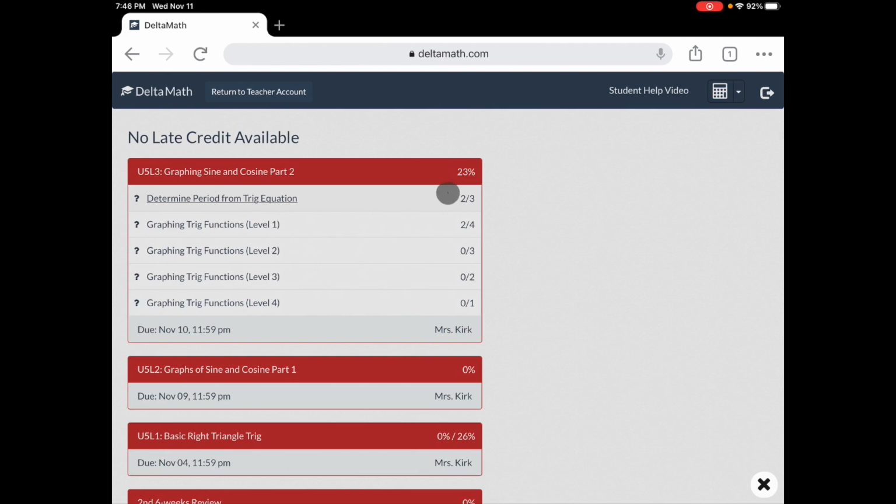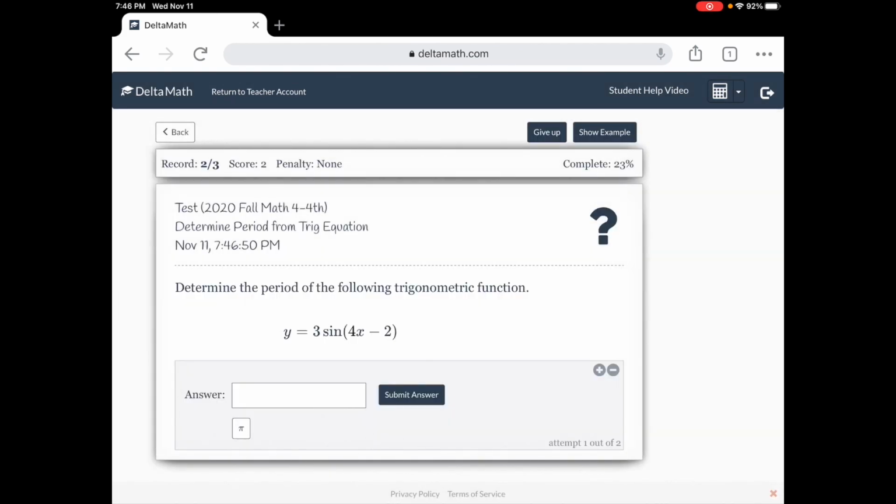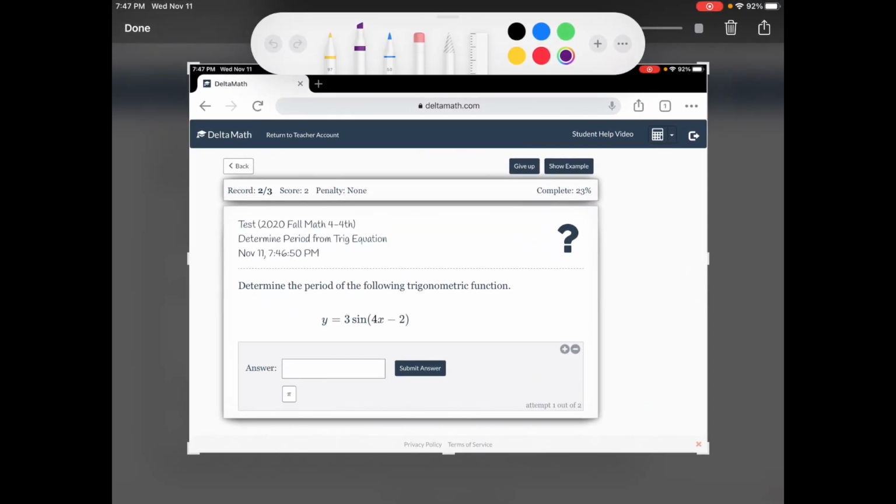So if we're trying to find the period, in this particular problem, it says that they want us to find the period. So remember, period is 2 pi over b. So my b value in this problem is going to be 4. So again, I'm going to screenshot so I can just kind of write. So my b value is 4. So I'm going to do 2 pi over b, which is going to be 2 pi over 4.